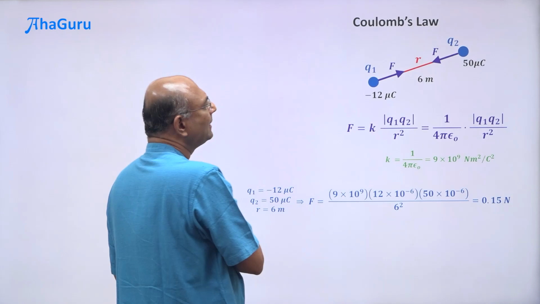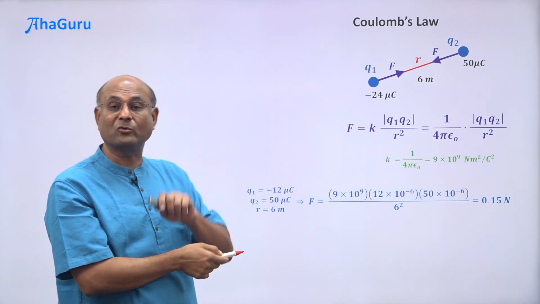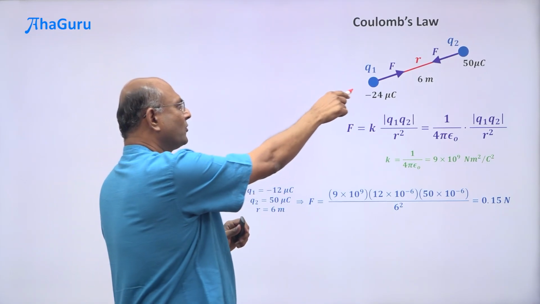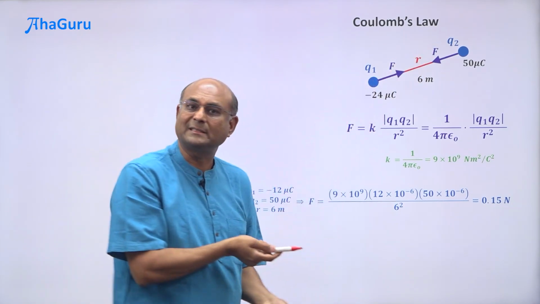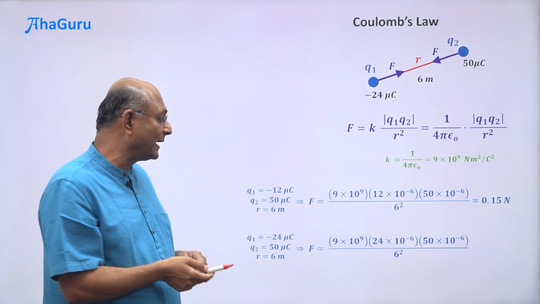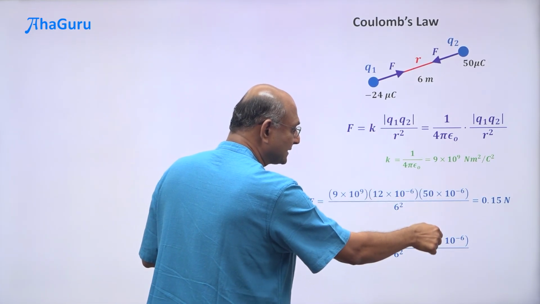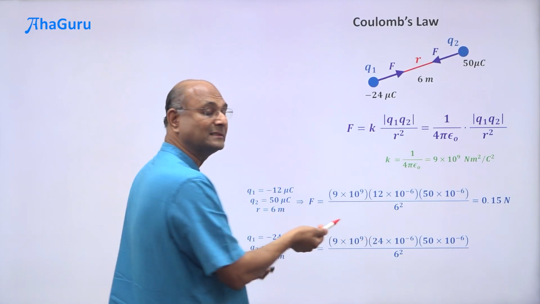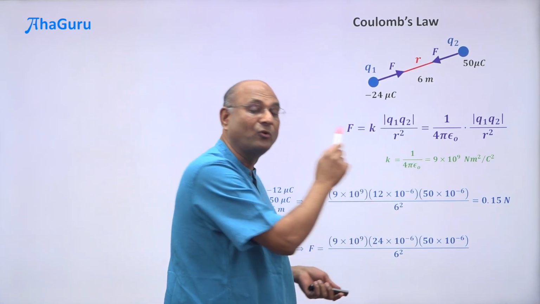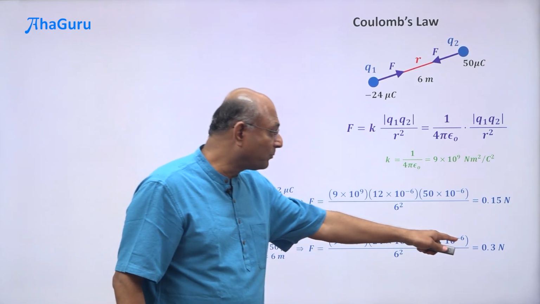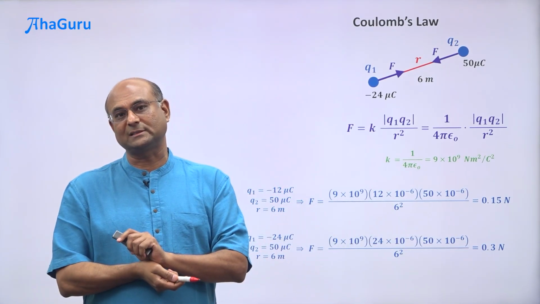Suppose I doubled this charge. Suppose I made this minus 24 microcoulomb. What will happen? Well, this is going to become double, but all the rest of it remains the same, right? So my force formula, K is going to be the same. This charge has doubled. This remains the same. This remains the same. So that means my force is also going to double. So it's going to be 0.15 into 2, 0.3 newtons.